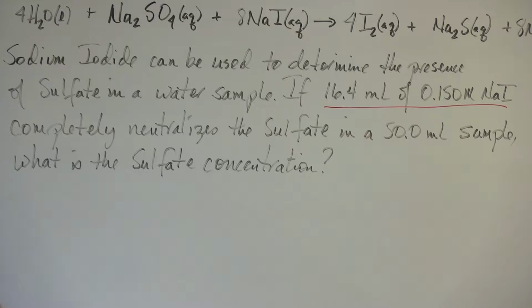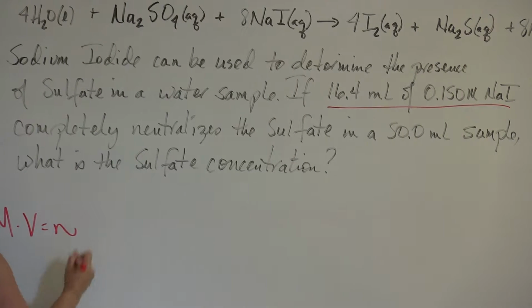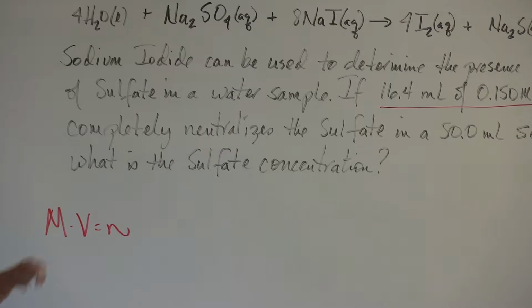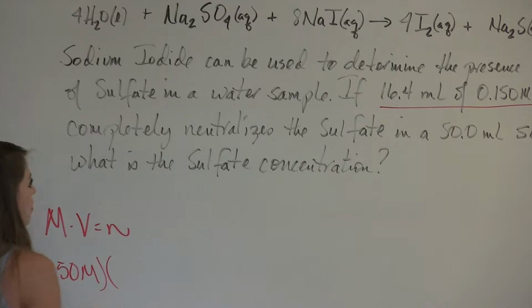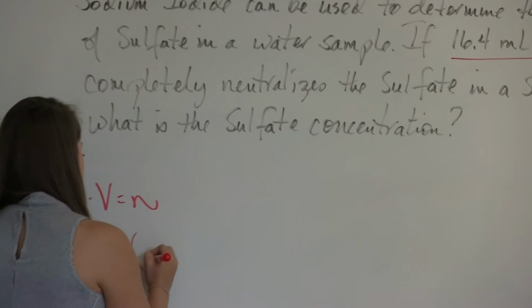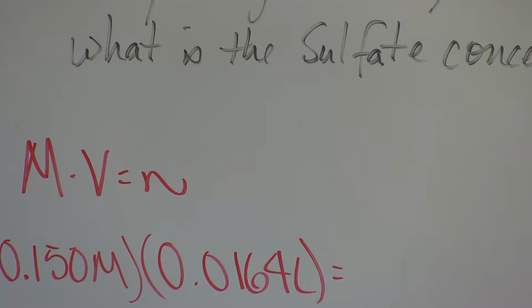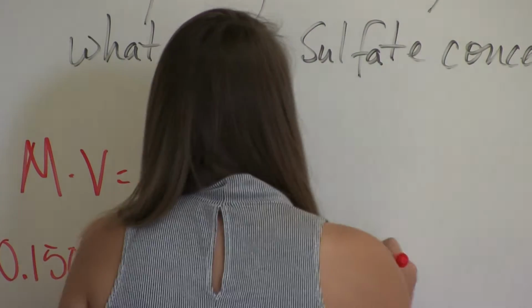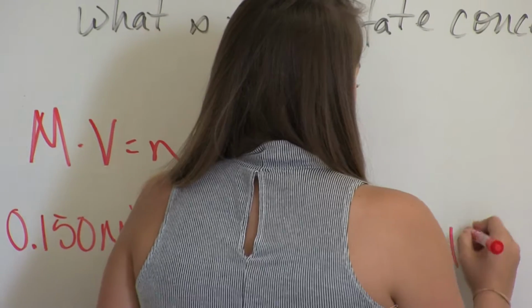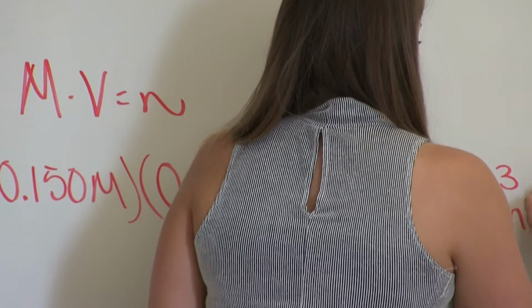So we're going to take 16.4 milliliters. We know that molarity times volume gives us the number of moles. Well, I gave you that the molarity of sodium iodide is 0.150, and I gave you the volume, but in milliliters. We know volume needs to be in liters, so if we get this in liters, it's 0.0164. Okay, if you multiply those together, you get that the moles of sodium iodide is 2.46 times 10 to the minus third. And this is the moles of sodium iodide.